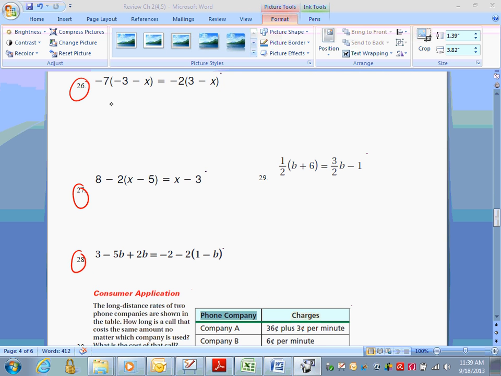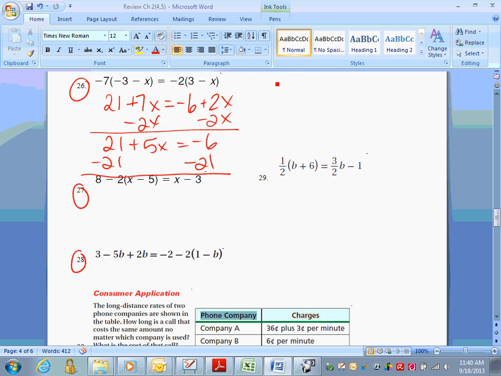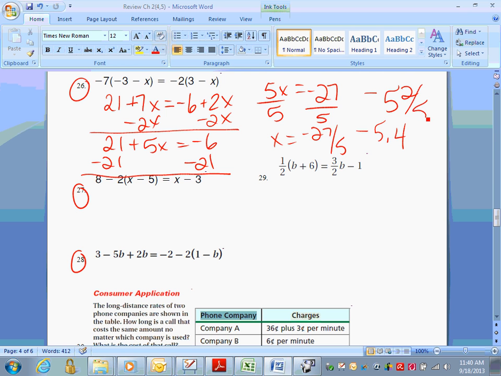Number 26. The first thing I need to do is distribute my -7. That gives me 21 plus 7x, make sure you got that positive, equals -6 plus 2x. Moving my letters to the left, I have 21 plus 5x equals -6, and my numbers to the right. That gives me 5x equals -27. Don't let it bother you that it's a fraction. You can just leave it -27 over 5, but that's also the decimal -5.4, or the mixed number -5 2/5.